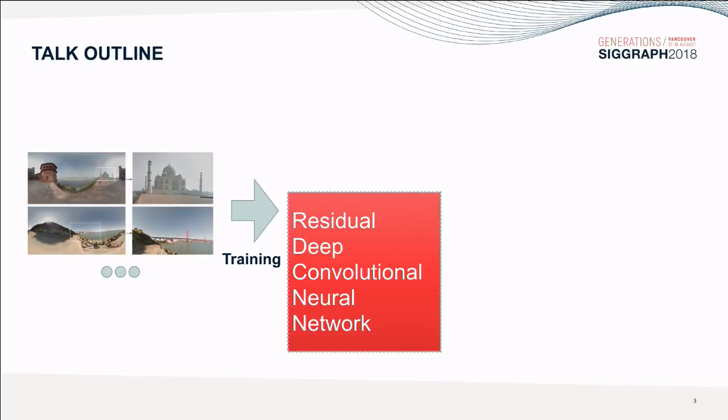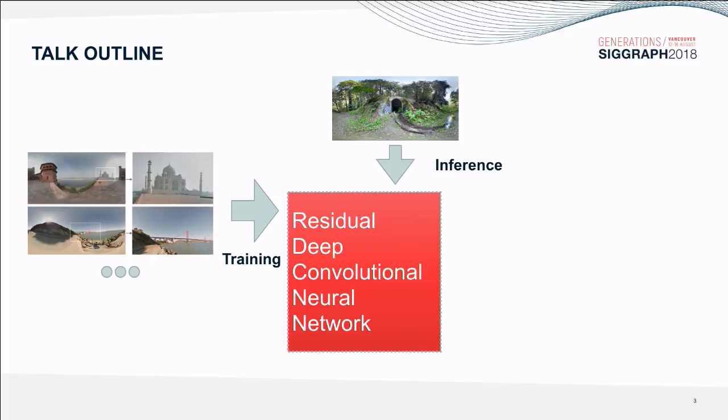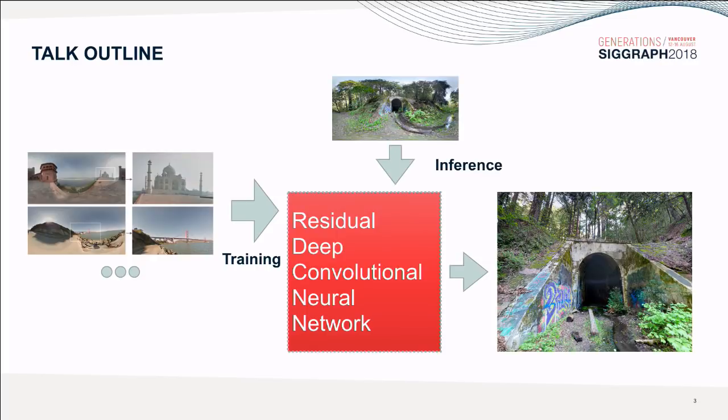So in this talk, I want to show how we trained a convolutional neural network from Street View panorama landmark detections and turned it into a model that can automatically create representative regular photo reprojections from any spherical panorama.